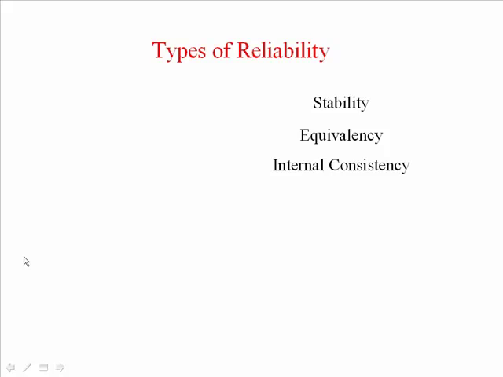Now, the other three issues that were mentioned previously, stability, equivalency, and internal consistency, are generally used in situations where you have traditional objective tests. And by objective tests, we're really talking about things like multiple choice tests, true-false tests, matching tests, things where basically items are easily graded right or wrong. There's very limited subjectivity involved.